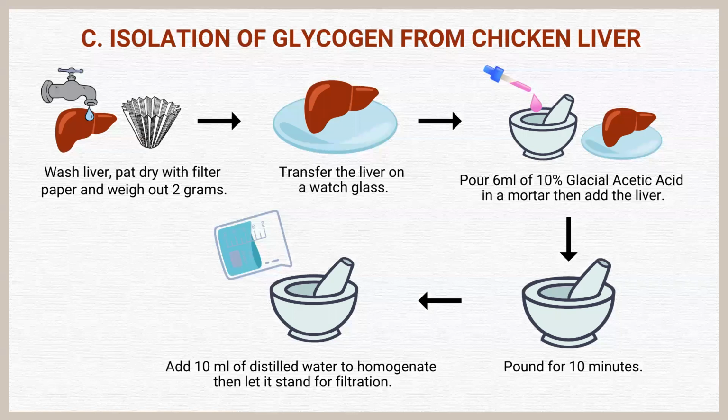So the next step is to pound for 10 minutes. Pound means to crush what you added, the 6 ml and then the liver. Afterwards, add 10 ml of distilled water to homogenate, then let it stand for filtration. So next slide please.